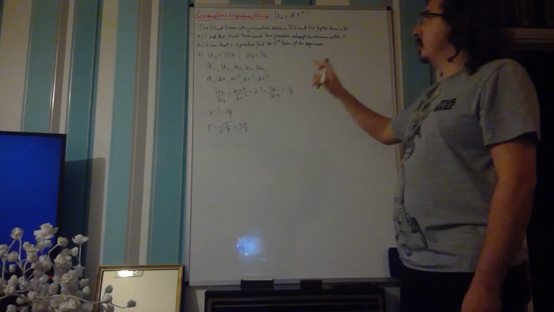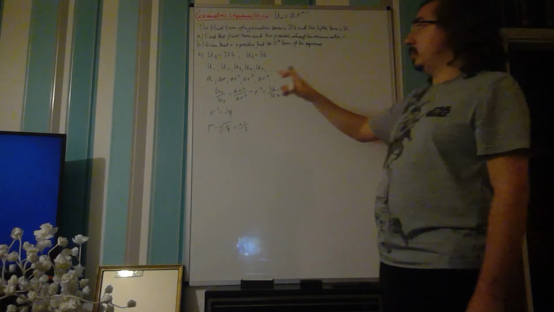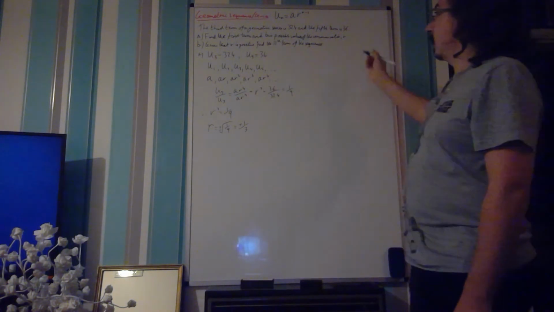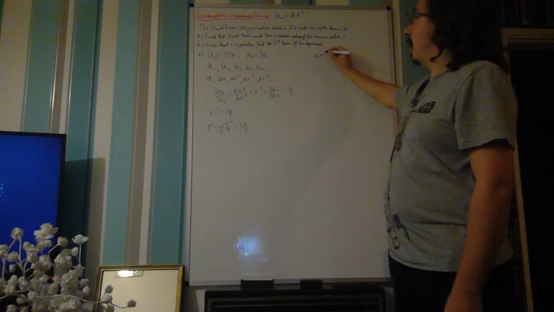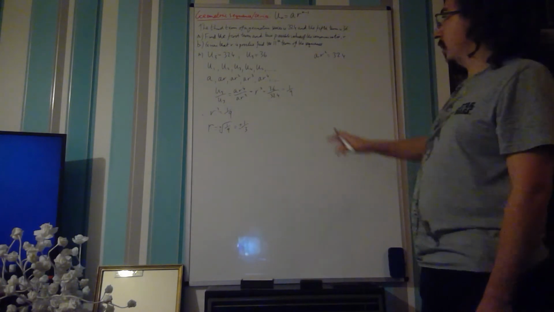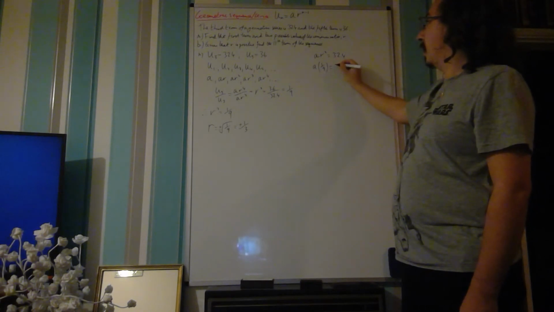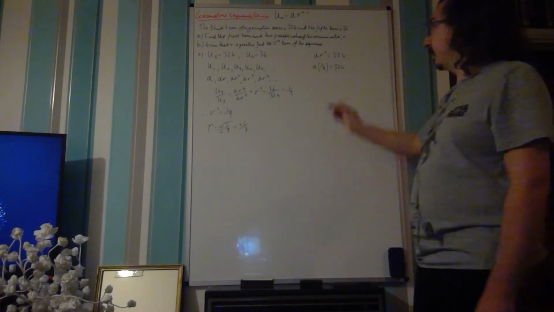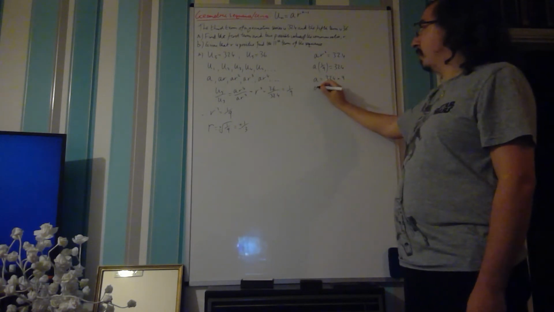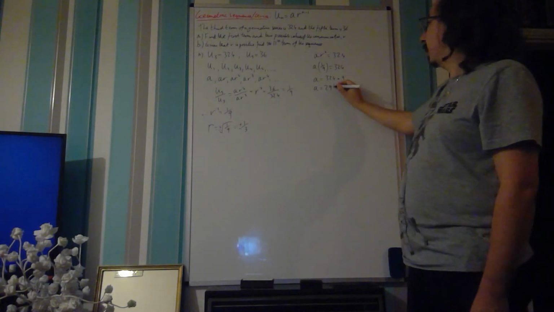We also want to use our values to find the first term in part A. You can actually use either expression, but probably the easiest is to use the third term. So AR squared, the third term, is equal to 324. Since r squared is equal to 1 over 9, you've got A times 1 over 9 equals 324. So A is going to be 324 multiplied by 9, which gets you 2,916.